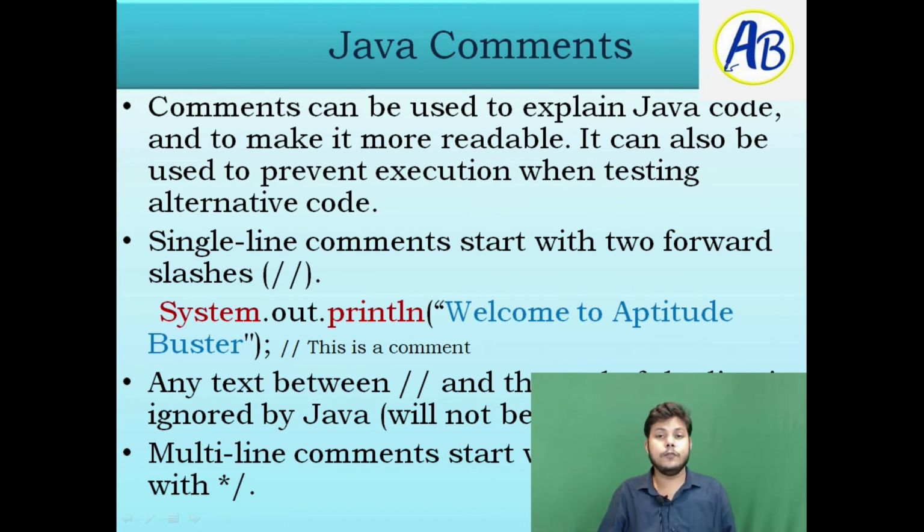For multi-line comments, like when you have to describe one function or one class, you must write more than one line. We use a forward slash followed by an asterisk at the start, and close it at the end. This is a multi-line comment, and it is not going to be executed by the compiler.